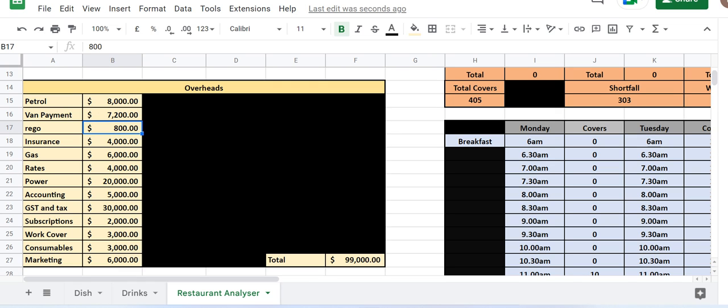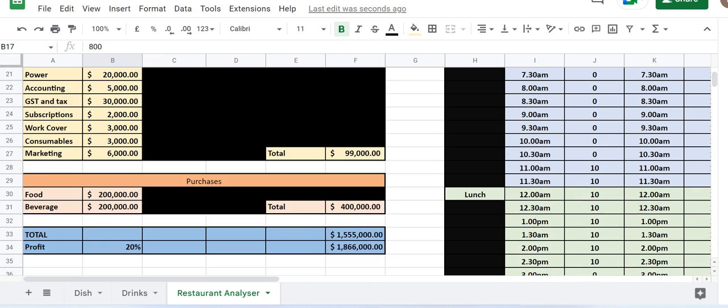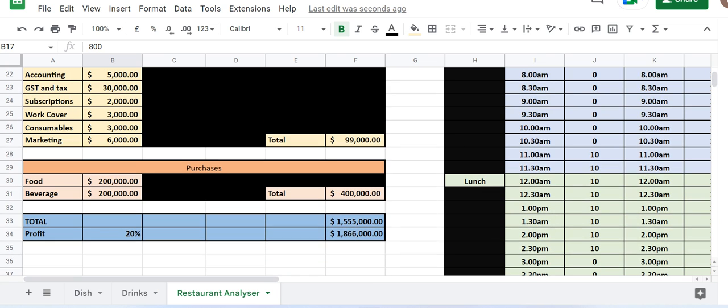So if you wanted to group your petrol and van payments and rego into one, you could. This was doing a home delivery, so they bought a car for their business. If you don't have that, then you just put whatever you want. You can group this however you like. Some things are just a guess, but that's effectively all your overheads. Okay, which we've got 100 grand, which is probably going to be a lot more than that realistically. Anyway, let's move on.